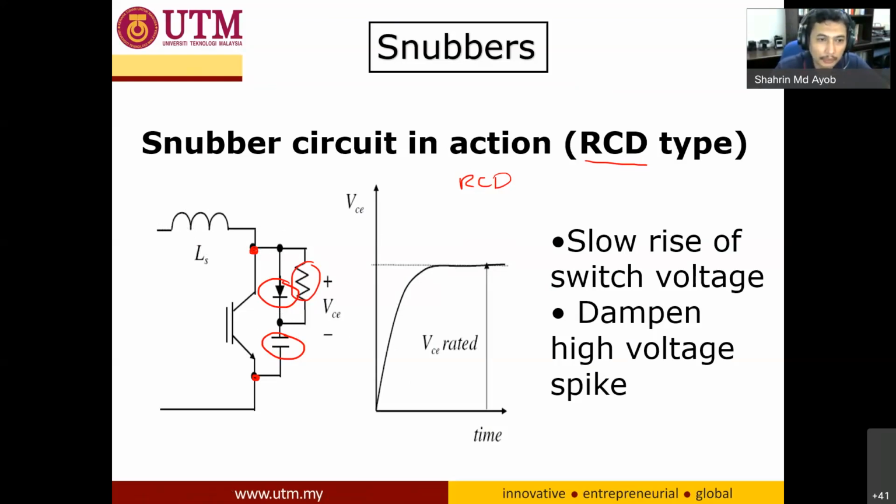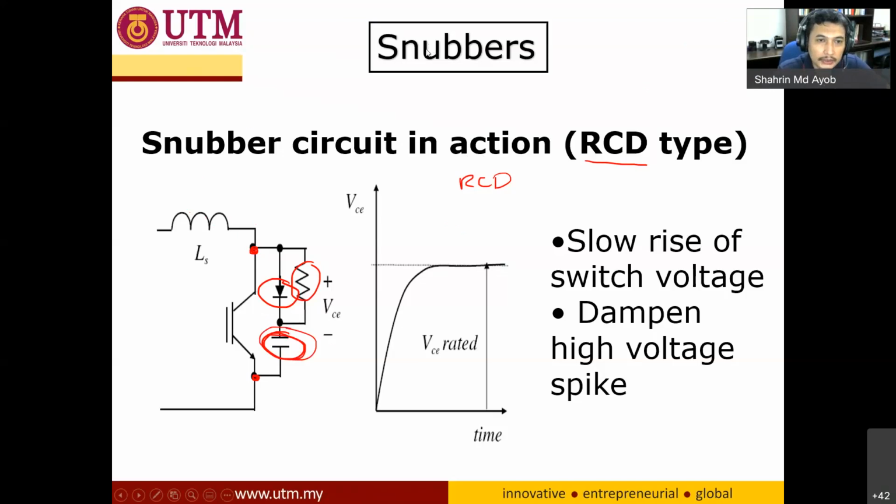Because we know that we have an inductor here and we have the capacitor here. The energy inside this inductor will be absorbed by this capacitor, because we know the capacitor is also an energy storage. The energy comes from the inductor, so you need some energy storage also to absorb the energy. So that is how this snubber circuit operates.